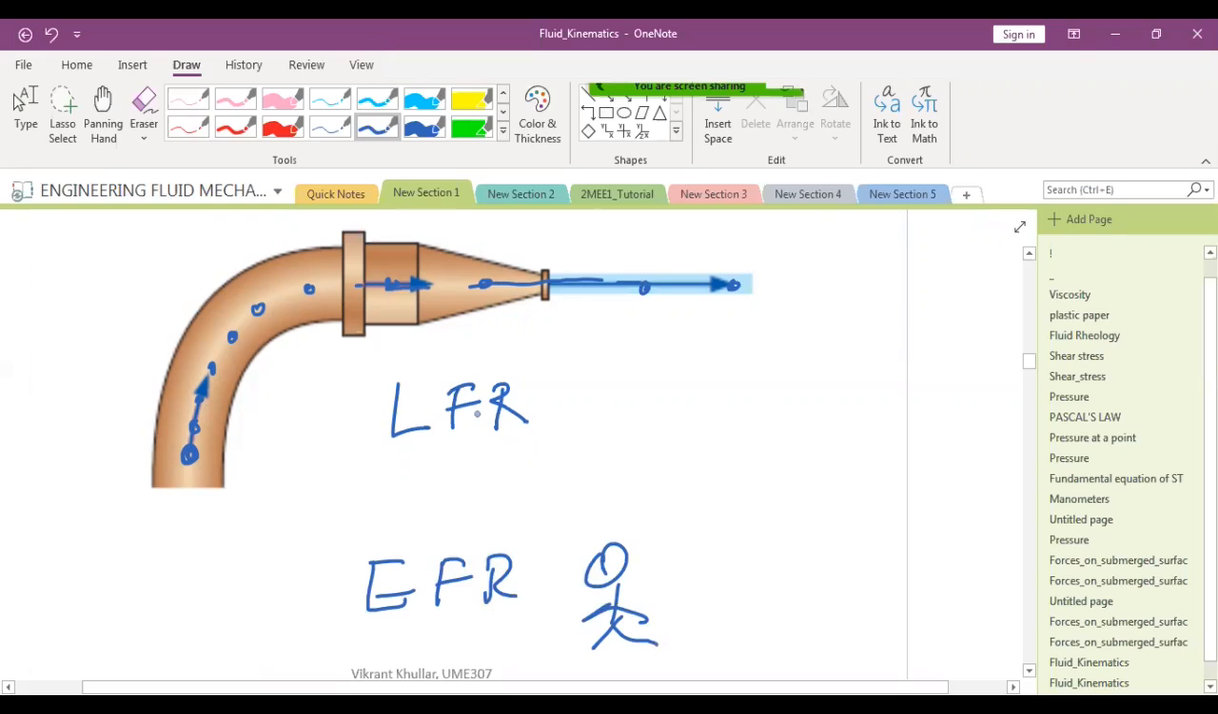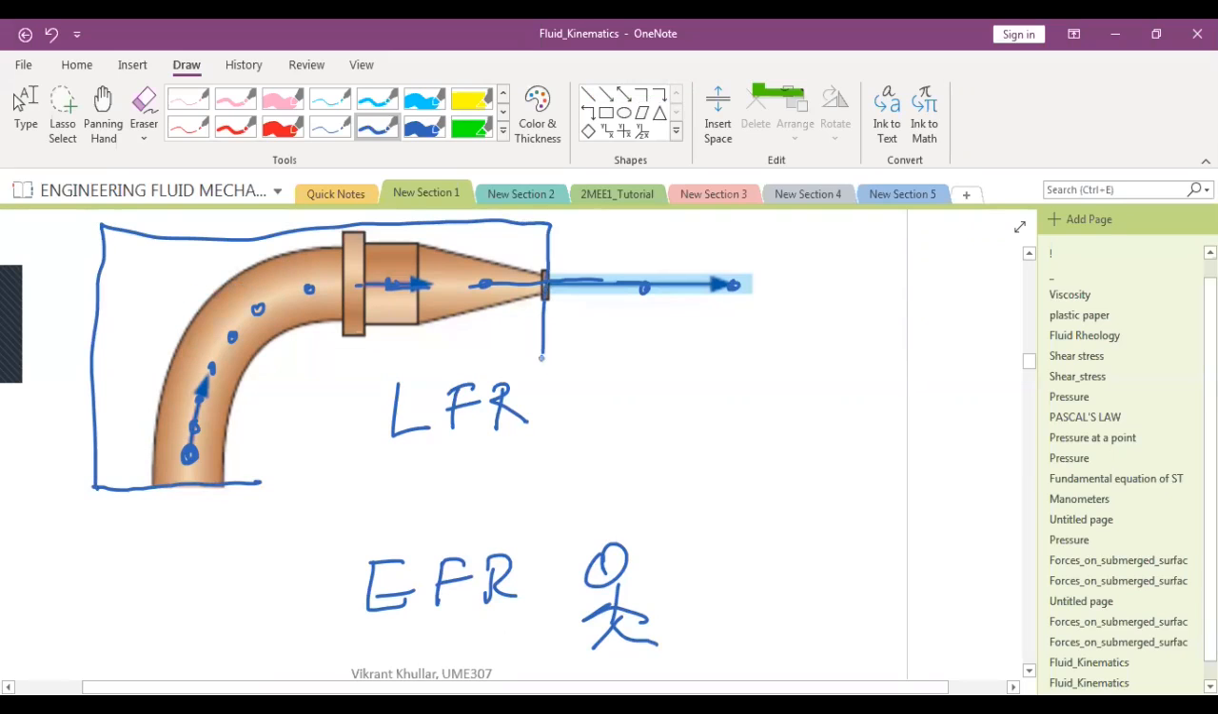What is Eulerian frame of reference? I fix a region in space, and then what do I do? Define each and every point in that volume. And what else can I do? If I have fixed this region, say I am analyzing whatever is happening to the particle as it moves from AB to CD. That is also the Eulerian approach. Yes, sir.